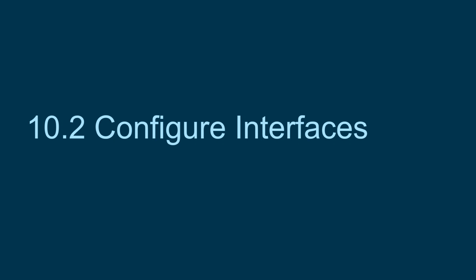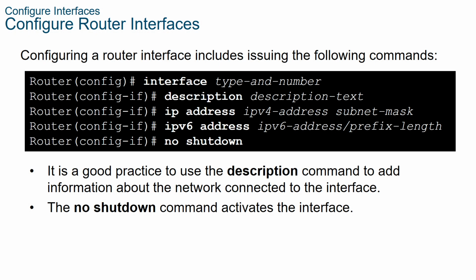Configure interfaces. Configure router interfaces. Configuring a router interface includes issuing the following commands. Interface, followed by the type and number of the interface you're trying to access. So this could be Gigabit Ethernet 0/0/0 within the router.